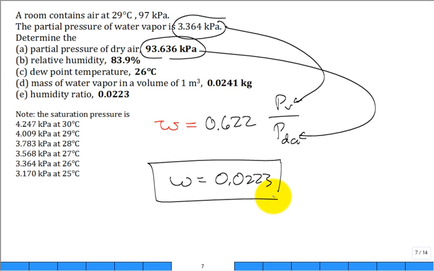What number? Yeah, that's the ratio of the molar mass of vapor divided by the molar mass of dry air. Yeah.